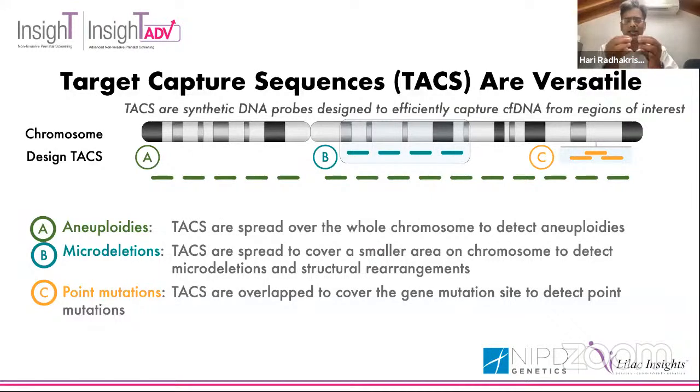So the tags themselves, we design them to capture DNA from the regions of interest. If we are looking at aneuploidy, for example, trisomy 21, we design tags for the entire chromosomal region. But if we want to look at 22q, if we want to look at DiGeorge, then we design tags which are specifically targeted to that region of the 22nd chromosome. We can also look at point mutations, in which case we overlap tags to make sure that we have a lot of enrichment in that mutation hotspot. So if there is a point mutation happening there, we can detect it very clearly.